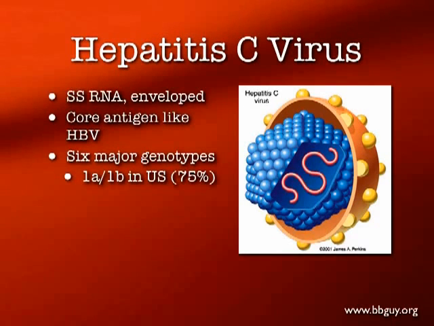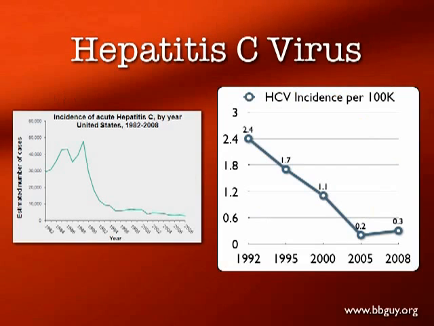Now, hepatitis C, unlike hepatitis B, is a single-stranded RNA. It is enveloped, just like hepatitis B, has a core antigen like hepatitis B, but as I said, it's a single-stranded RNA as opposed to a double-stranded DNA.